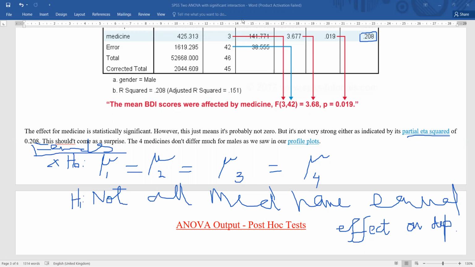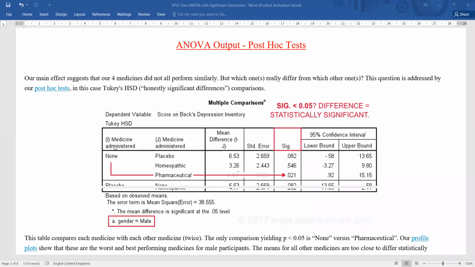The next output is the post hoc. In the post hoc analysis, first, where the medicines are not given, none is compared with the placebo, and then none is compared with the homeopathic, and none is compared with the pharmaceutical. These are the three comparisons of the two means. So the null hypothesis is not rejected, which means placebo and none have the same average effect. There is no effect of placebo versus none.